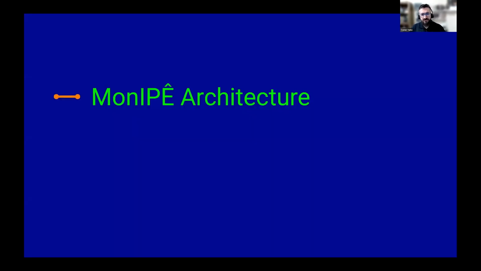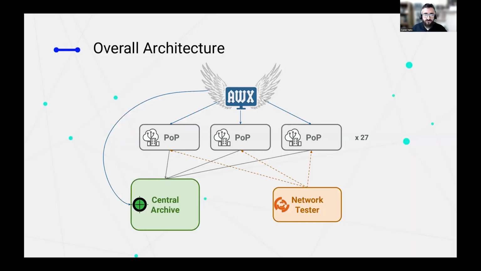And so what is the architecture that we have for all those services? So this is just overall, like I said, we have 27 points of presence.